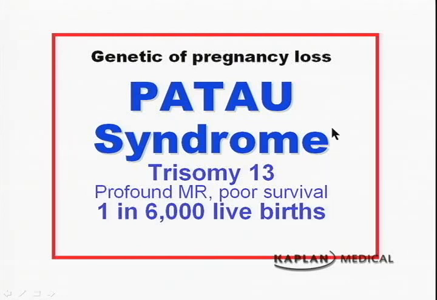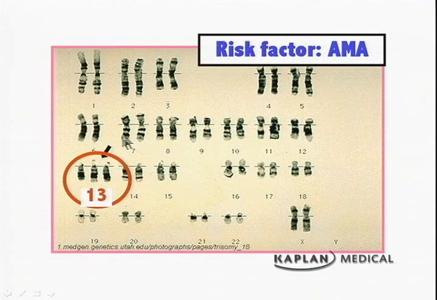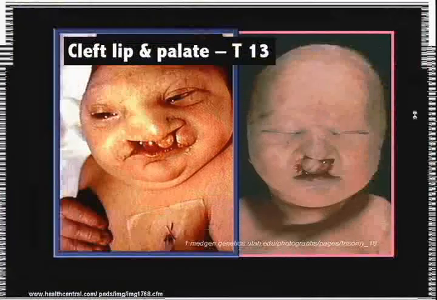Trisomy 13, again, not very common, 1 in 6,000 live births, profound mental retardation, and for all intents and purposes, this is a lethal condition. There are some unusual findings that we will see with this. Here is our 3 chromosomes with the trisomy 13. Again, a risk factor is AMA. Trisomy 18 can be screened for using the triple marker screen. There is no good screening for trisomy 13.